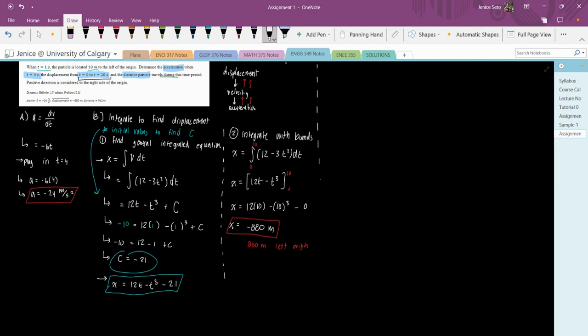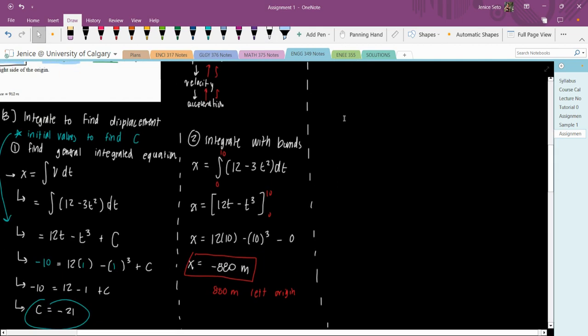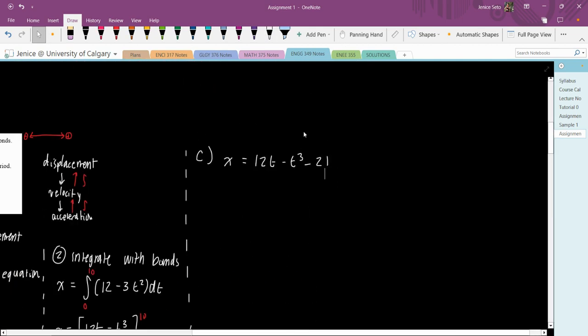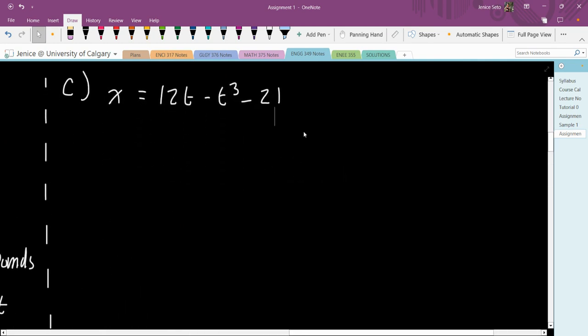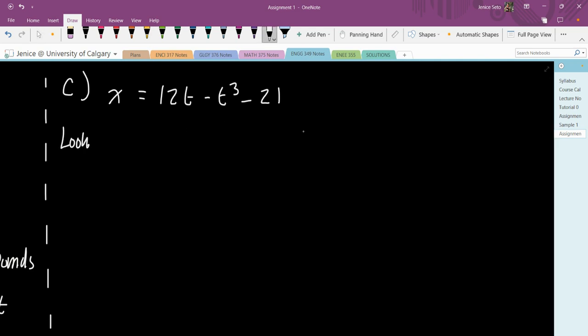So let's grab some more space. So that's our first part of the question over there. All right, and now we're going to do part C. So let me just write this integrated equation that we found earlier, just so we can have it there. Okay. So for our final question, we are looking for distance traveled.